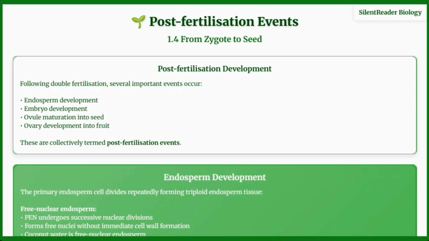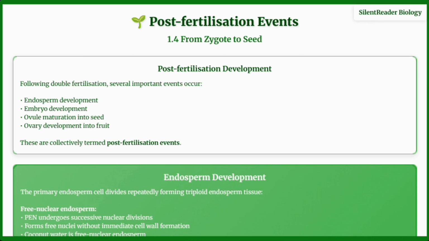The primary endosperm cell divides repeatedly, forming triploid endosperm tissue. In the most common type, the primary endosperm nucleus undergoes successive nuclear divisions to give rise to free nuclei, a stage called free nuclear endosperm. Subsequently, cell wall formation occurs, and the endosperm becomes cellular.